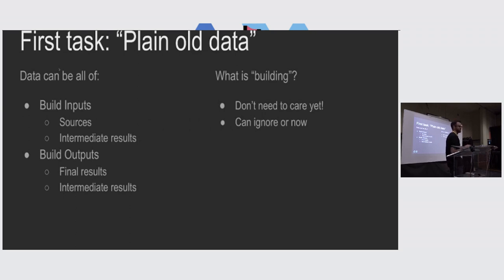Our first task is we want to represent plain old data. Since we are a build system, that would be sources and intermediate results as inputs, and also final results and, again, intermediate results as outputs in all our building. At the same time, you can build up Nix from first principles and say, well, no one told me what building is. I just want to know what the data is before we get to how to make it. And that's a valid way of thinking about it too, if not a very user-story-driven one.